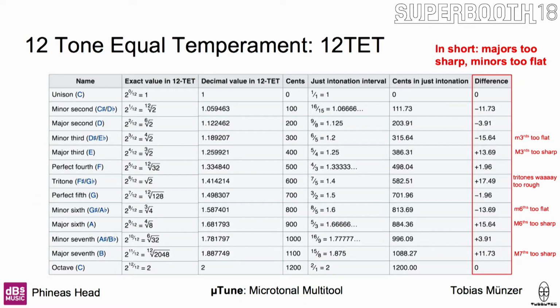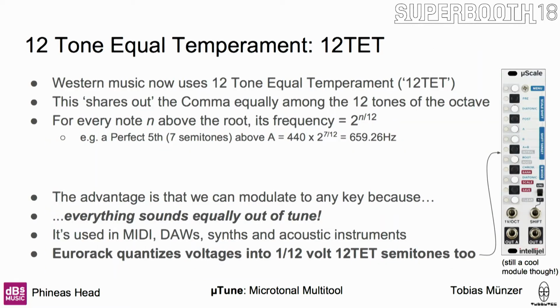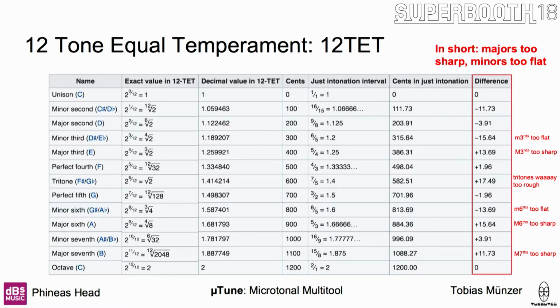Of course, that's the preset that's in Logic and the preset that's in Pro Tools, and in fact also our Eurorack module. So there's the still rather wonderful mu scale from IntelliGel, but it's still 12-TET, 12-tone equal temperament. Here, if you're interested, that's the table just from the wiki, and it shows you the offsets from the pure tuning to 12-TET. And you can see that basically all of your flat notes are too flat and all of your sharp notes are too sharp.